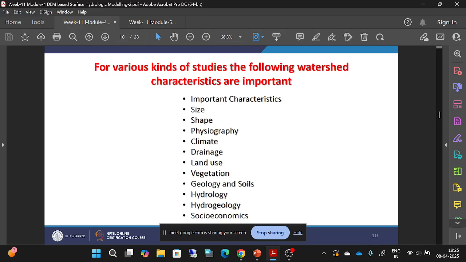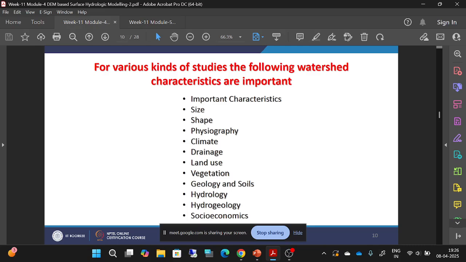So now there are other uses of watershed characteristics that can be utilized. For example, things like the shape, size of watershed, the physiography of the watershed, climate, minimum, maximum, like the slopes and all those things. For climate studies, for drainage studies, land use studies, vegetation, all these things, this will be useful.